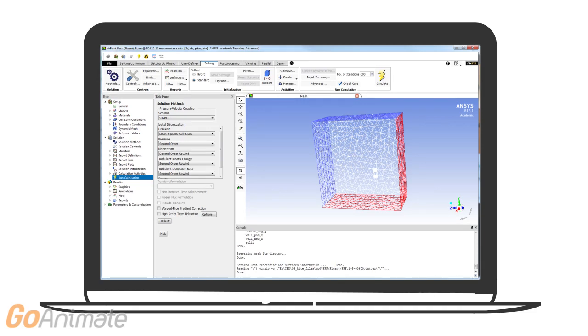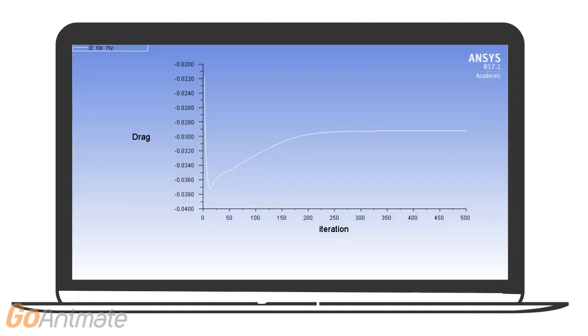Additionally, for the solution methods, the second-order upwind was used for all variables, making the solution second-order accurate for pressure, momentum, and energy. The solution converged after 500 steps, which shows that the solver was stable.